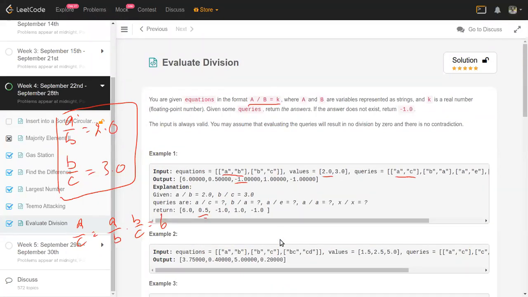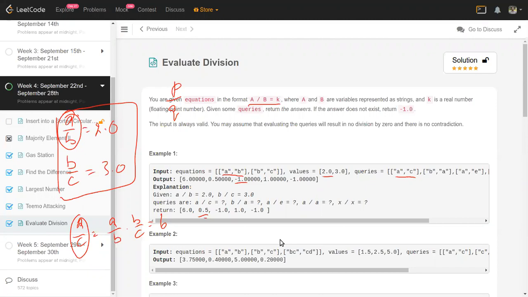All right, so let's see. My first approach is something like this. There are some cases: if my query is p by q and either p or q is not present in my system, I'm going to say -1. If both of them are the same, I'm going to say 1. And if p by q is one of the equations given, then it is also straightforward. But in this example, for a by c, both a and c are there in my system, but I don't have a direct equation for a by c. We need to derive that part.